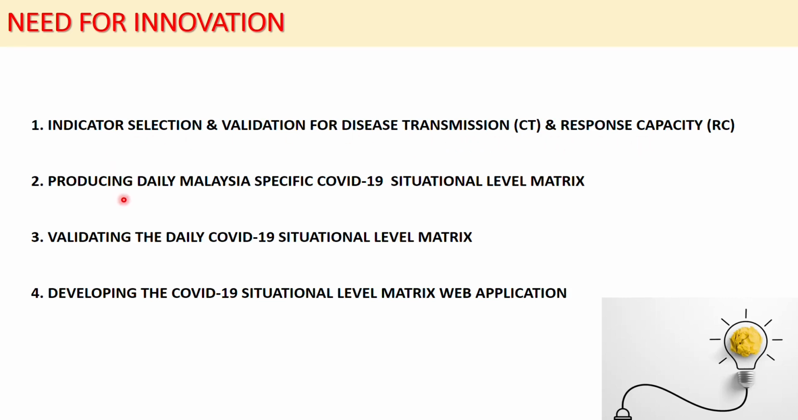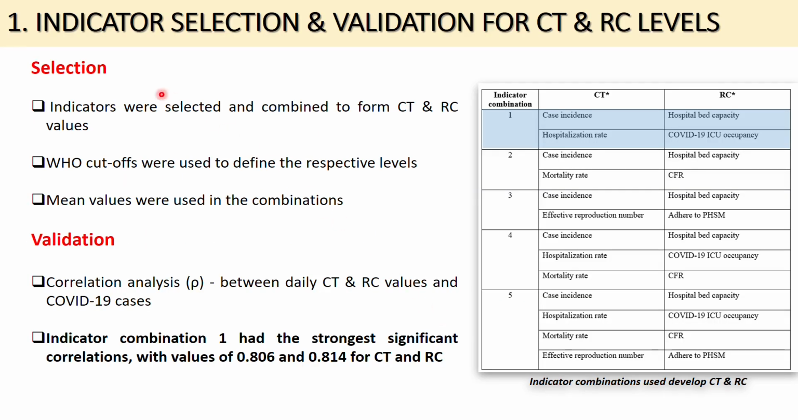Secondly, with validated disease transmission and response capacity levels, we can then put them together to produce daily Malaysia-specific COVID-19 situational level metrics and subsequently validate them. Finally, we use this validated daily COVID-19 situational level metrics to formulate a web application that is able to generate real-time daily values of the situational level metrics. Now, I'll be going through them one by one.